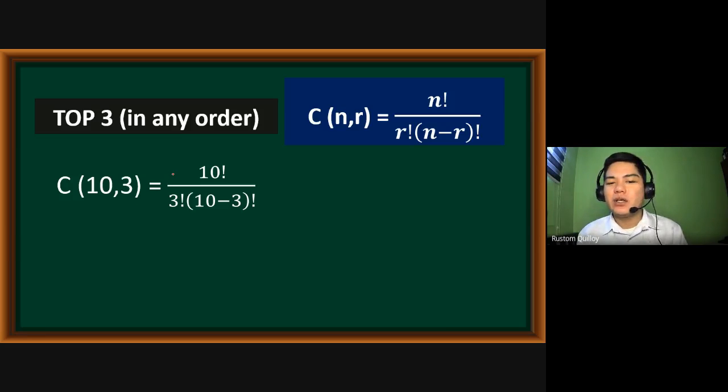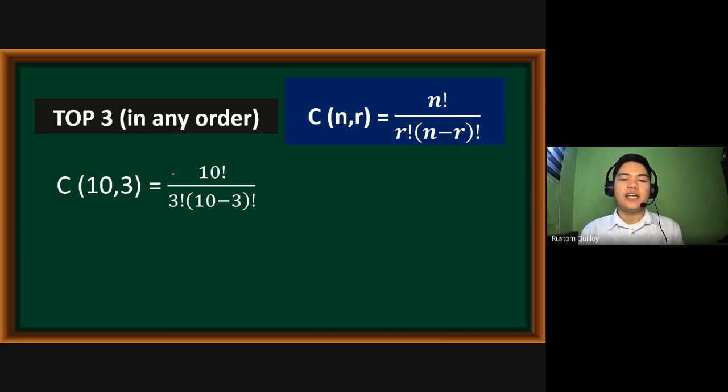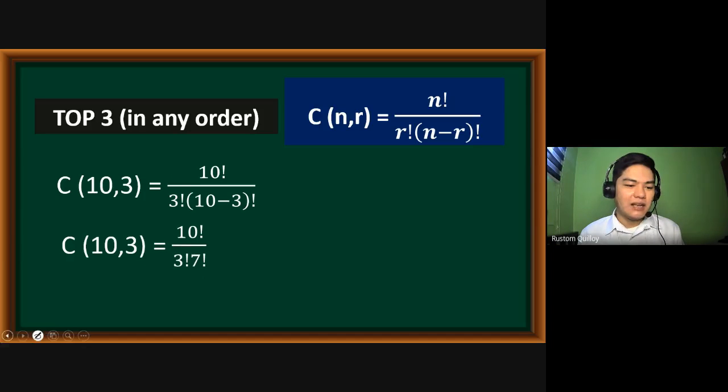Okay, anong unahin po natin i-solve dito? Yung 10 minus 3. Yes, very good. Yung 10 minus 3 po, ayun ay 7. So, ito na yung matitira: 10 factorial over 3 factorial times 7 factorial.